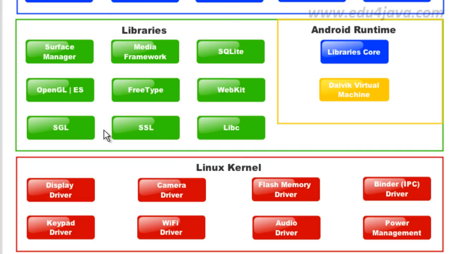The next level is libraries. We are not going to see these libraries directly. We are not going to program against these libraries. These libraries are C libraries, really efficient libraries. As we can see, here we have a surface manager that is responsible for handling the screen at a low level, at a really efficient level.